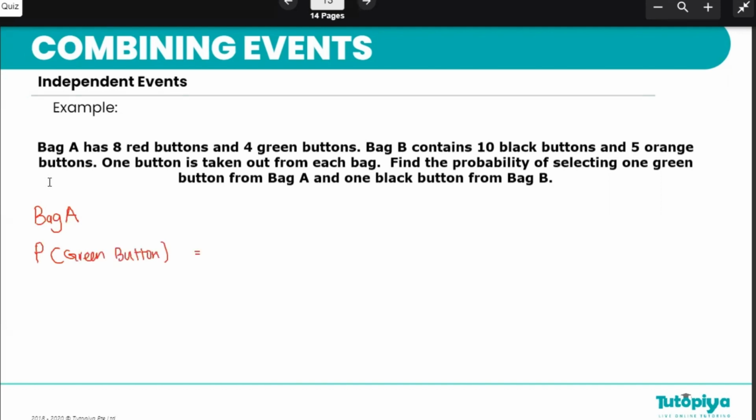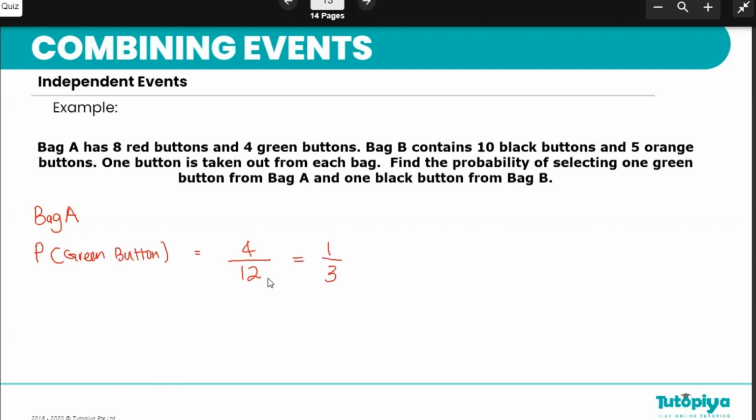So the probability of getting a green button from bag A would be 4 out of a total of 12 outcomes. I know that 4 buttons are green and 8 buttons are red. So I have 4 green out of a total of 12 buttons. So 4/12 is the probability of selecting a green button, which I can also simplify down to 1/3.